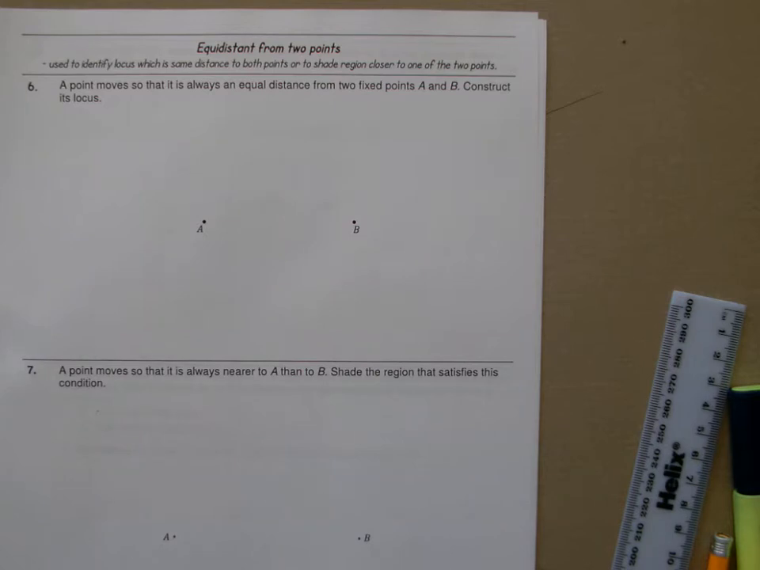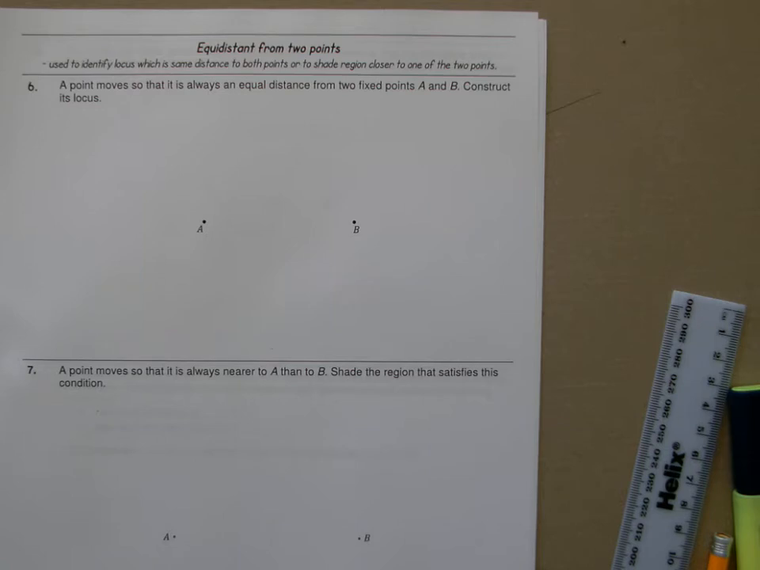Okay, so now we're looking at being equidistant from 2 points. Here we'll have a locus which essentially is the same distance to both points. Sometimes we'll ask to show the region or shade the region that's closer to one point compared to the other. First thing you always do though is to identify the line, and it will be a line that is exactly the same distance from the 2 points. And then if you need to be closer to one of the points, you could shade that side.